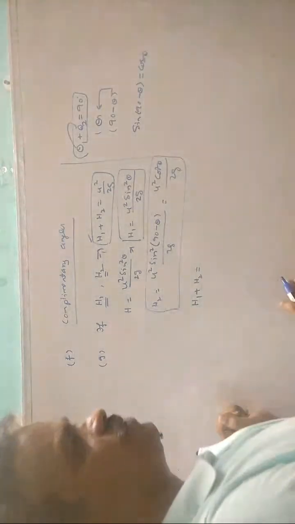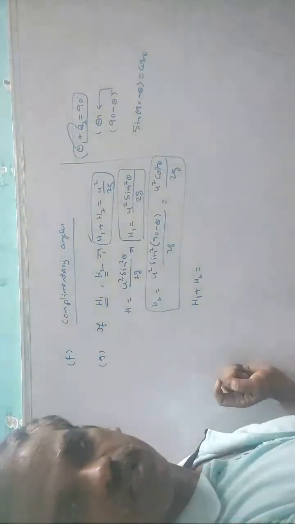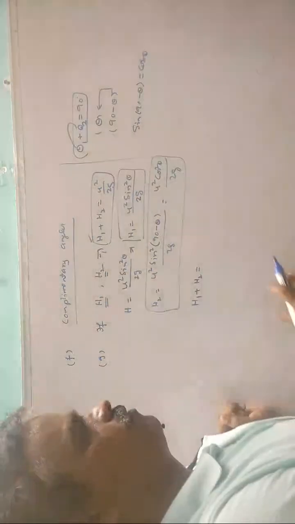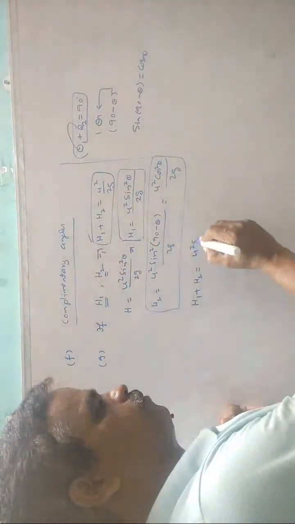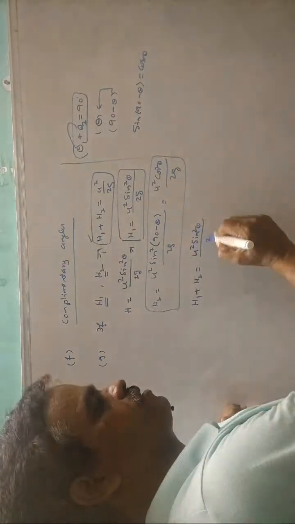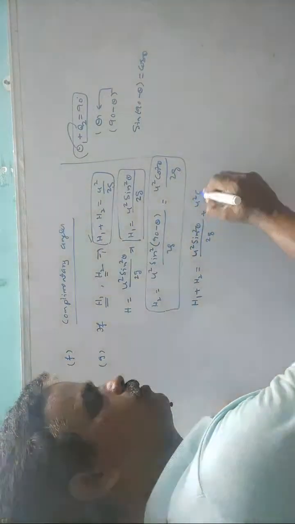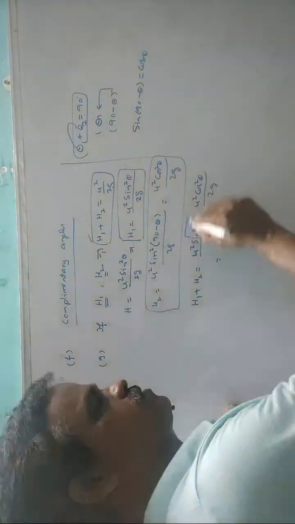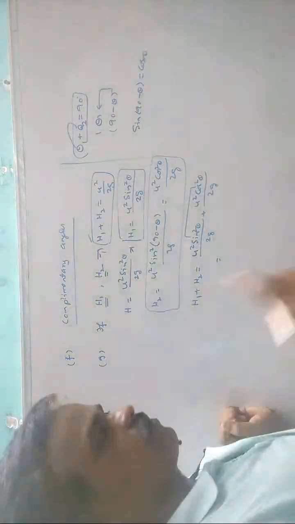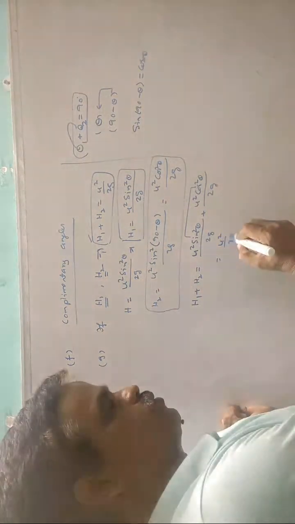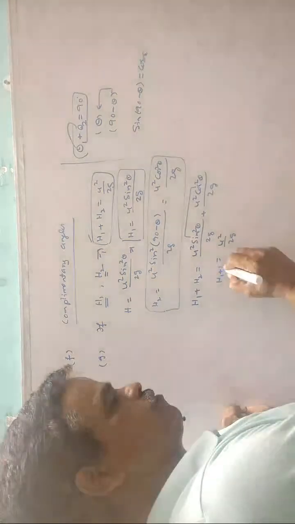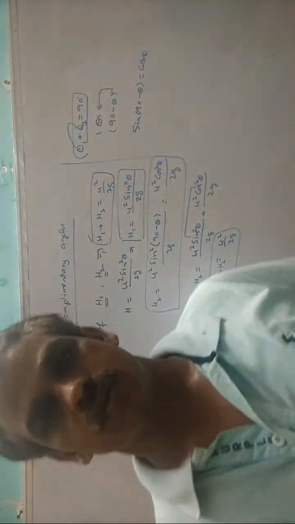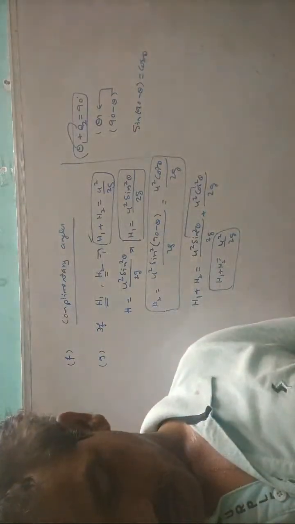If you have some knowledge about trigonometric functions, you can do all these things very easily. u square sine square theta by 2g plus u square cos square theta by 2g. Since sine square theta plus cos square theta equals 1, that is equal to u square by 2g. So H1 plus H2 equals u square by 2g. These concepts I explained today.